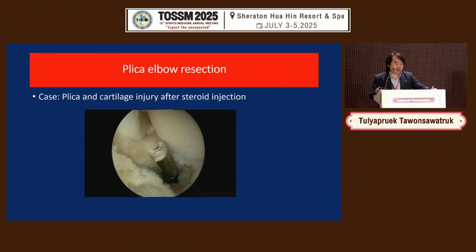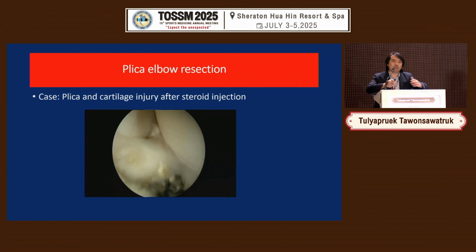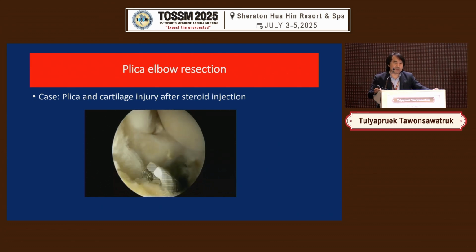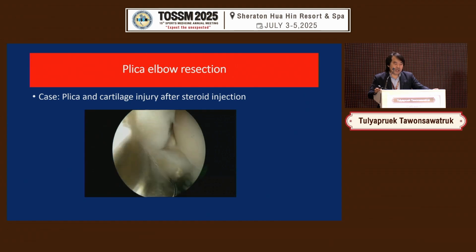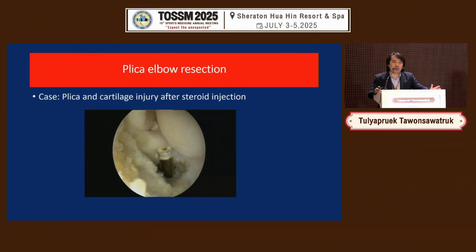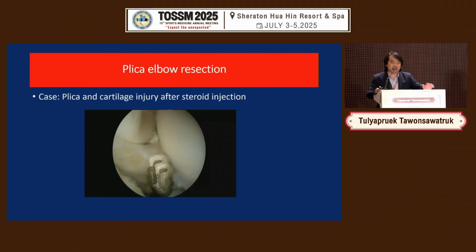So we believe that if we remove the mechanical obstruction in the joint, because the elbow is a hinge joint, if you have the plica or some sort of foreign body, it might accelerate arthritis of the elbow. So we just remove the plica arthroscopically here, and the ECRB is quite good in this case.